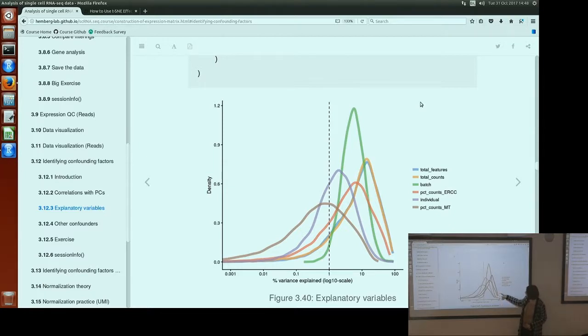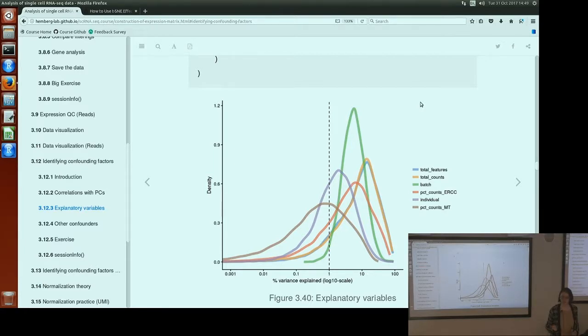So here you can see the further to the right the peak is for each of these factors, the more total variance in our data set is being explained by that variable. So we can see that the total features and the total counts are essentially the same and explain the most, followed by batch, and then individual. Individual is the variance we're actually interested in. We don't care about the variance that's just due to batch. So we obviously need to do some sort of batch effect correction to reduce the variance that's explained by batch and preserve the variance explained by the individual.